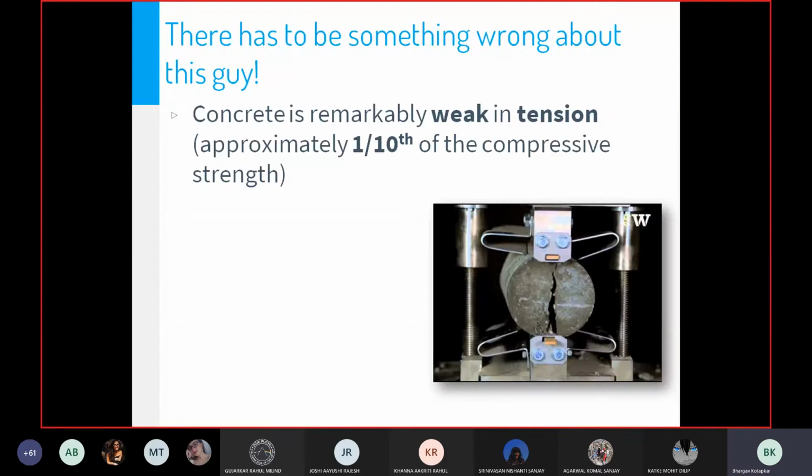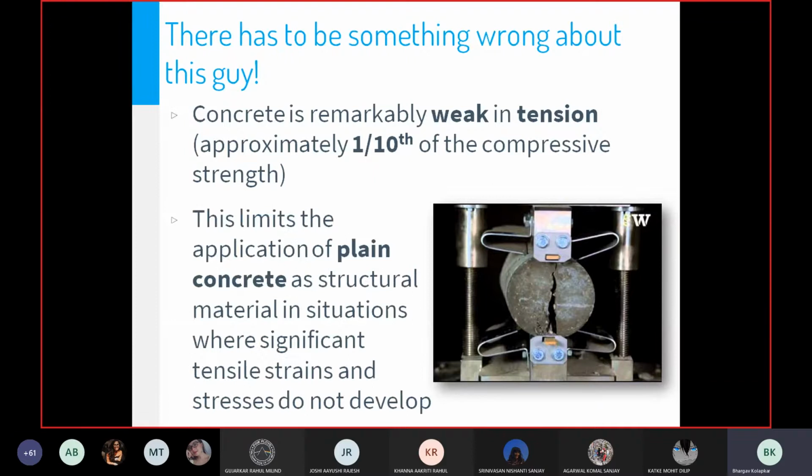So, of course, it comes with its own set of limitations, and the worst one being that concrete is remarkably weak in tension. Its tensile strength is approximately one tenth of its compressive strength, meaning that if we have M40 grade of concrete, which means that the compressive strength of concrete is 40 megapascals. So, I hope you understand what M40 is. M40 is mix 40, and 40 is the compressive strength of concrete. So, if its compressive strength is 40 megapascals, its tensile strength is approximately 4 megapascals. So it is remarkably weak in tension.